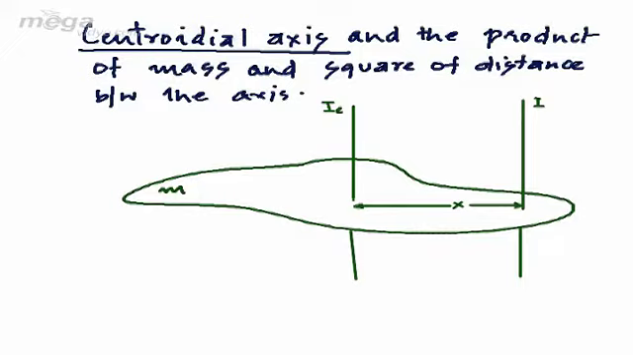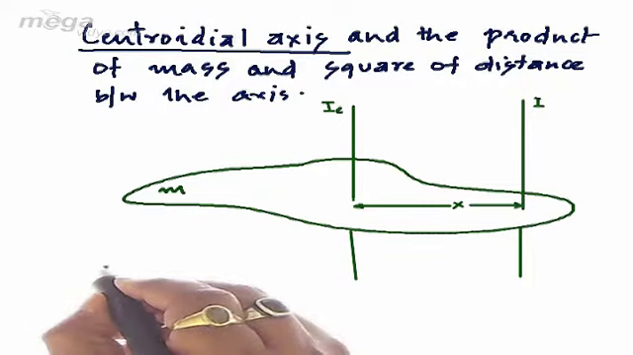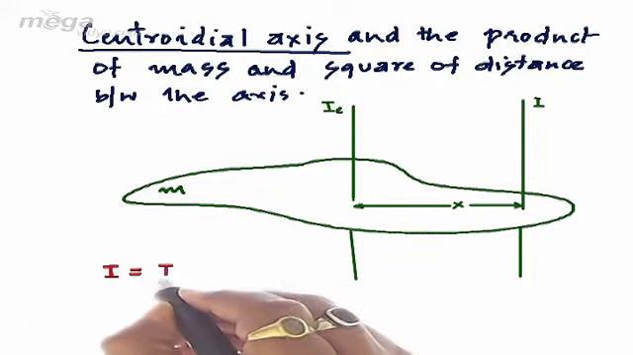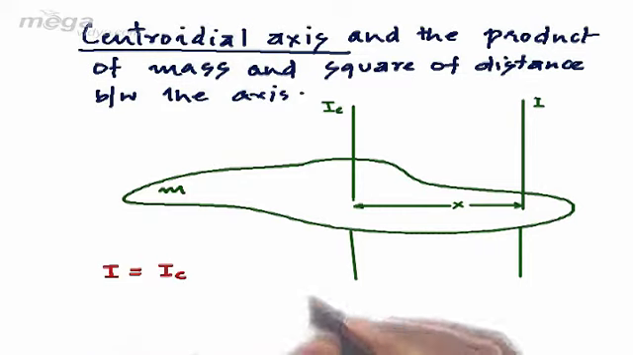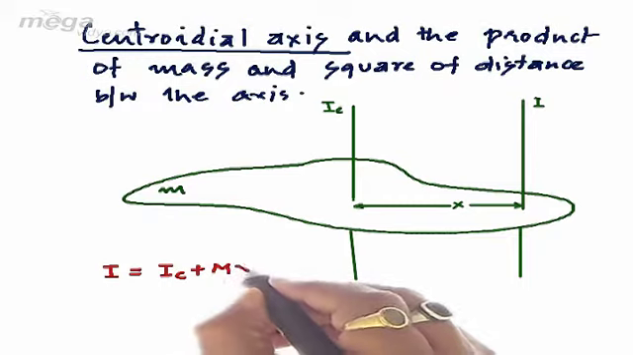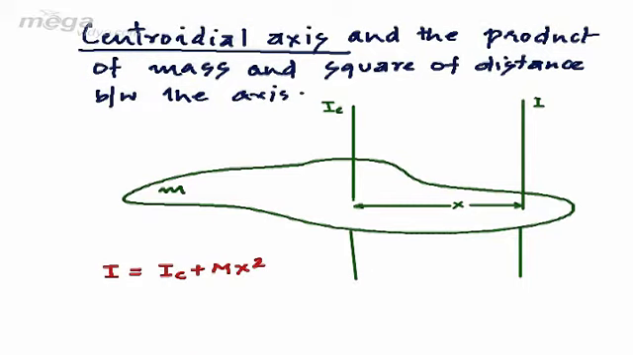According to the parallel axis theorem, the moment of inertia about this given axis I will be equal to the moment of inertia about the centroidal axis, that is IC, plus the mass of the body times the square of the distance between the axes, that is x square. So I will be equal to IC plus mx square.